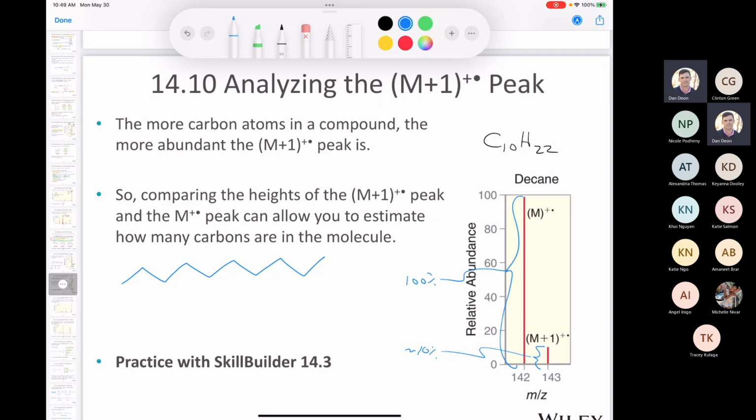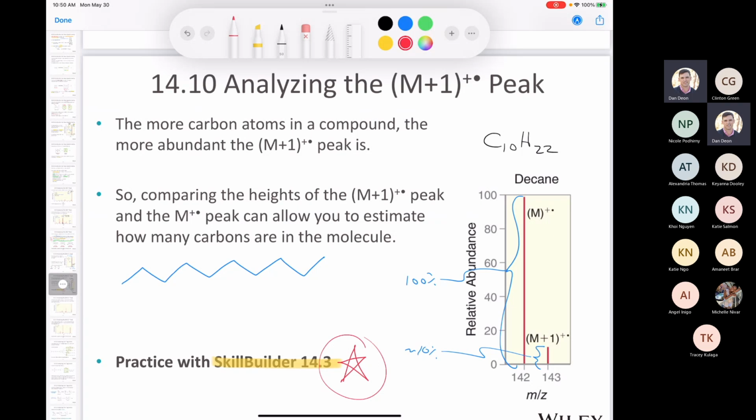And so by comparing the heights of the molecular ion and the M+1 peak, you can estimate how many carbons are in the molecule. Now, I'm not going to go over any problems about that today. However, there's a really fantastic skill builder where they get you to apply this rationale. You look at a hydrocarbon and you say, well, there's this many hydrogens in it, the abundance of the M+1 peak is this much, and therefore I can predict how many carbons are in the molecule. So pretty neat thing that you can do there. And again, I'm not going to go over the skill builder today, but I highly recommend that you take a look at this. It won't take long. It's not the longest skill builder in the world.